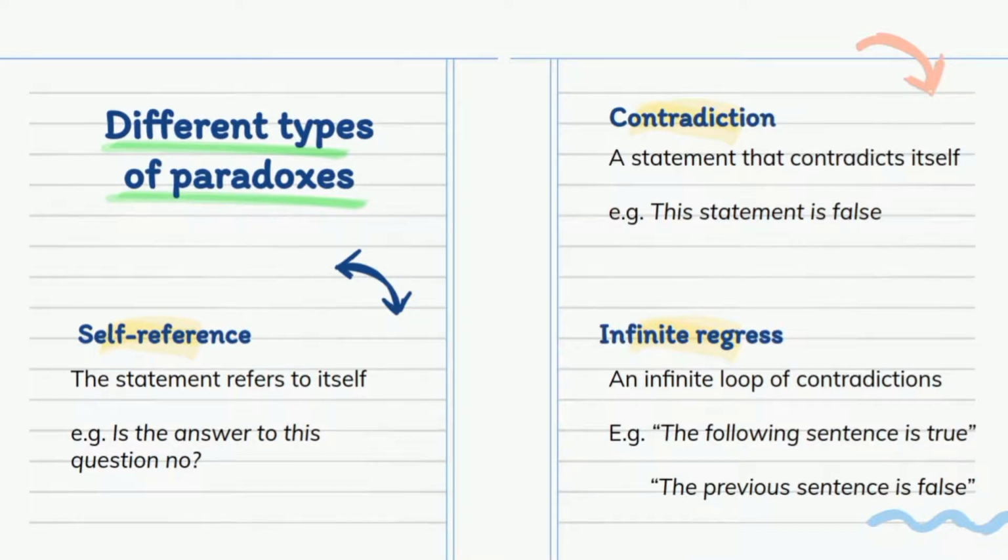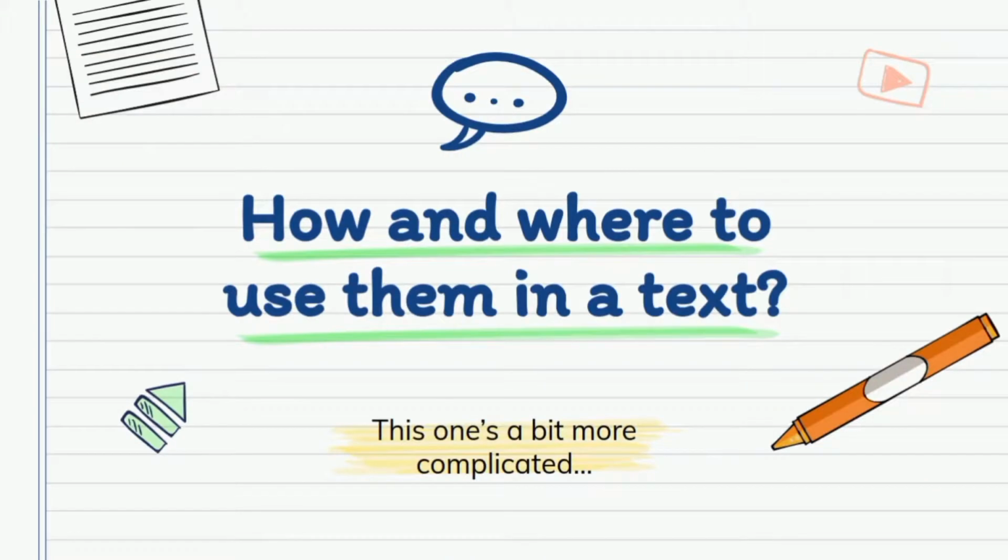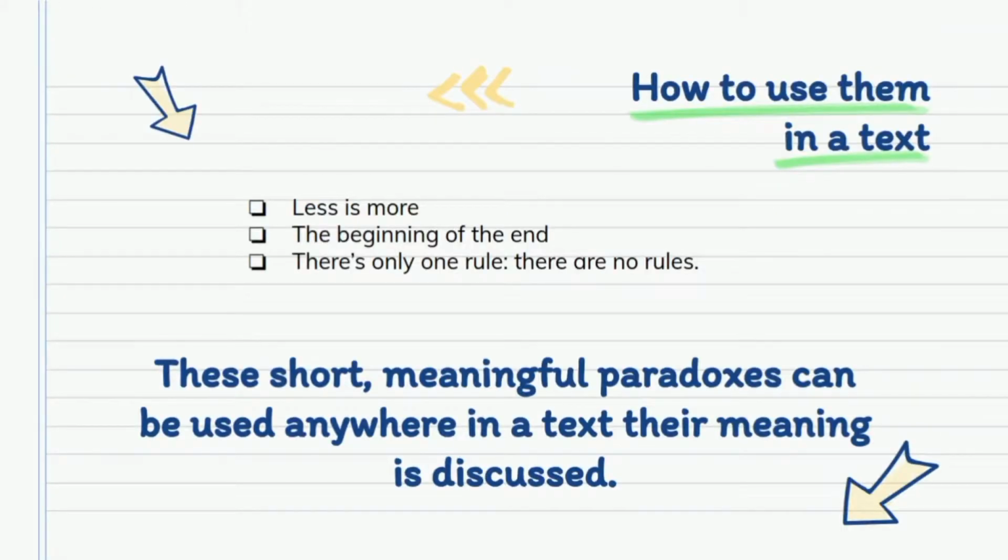That doesn't make sense. Now, how do we use them in a text? This one's a bit more complicated. Some short, meaningful paradoxes, like less is more, the beginning of the end, there's only one rule, there are no rules, can be used pretty much anywhere in a text where we discuss their meaning.